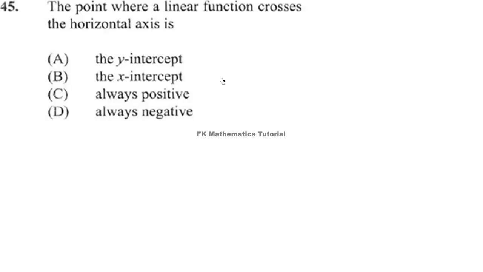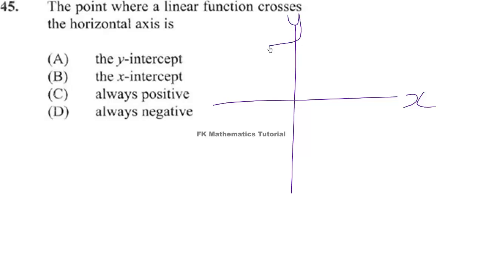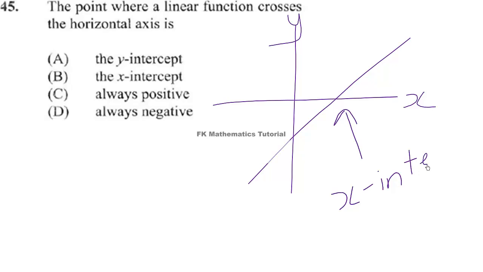The point where a linear function crosses the horizontal axis is, so this is the horizontal axis x, this is the vertical axis. So if you draw a linear graph and it crosses the horizontal axis here, that place is called the x-intercept. X-intercept. So the correct answer is this.